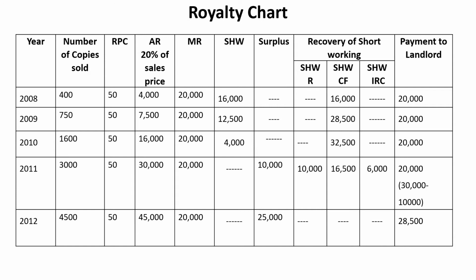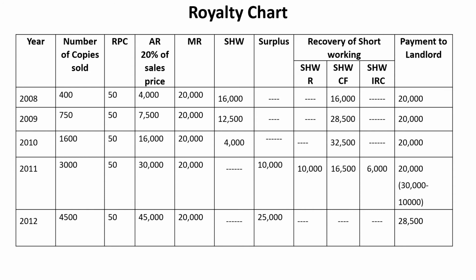Again, the payment made to the landlord is rupees 20,000, because we have 30,000 actual royalty. Out of that, we are recovering 10,000 as previous year short working. So payment made is 20,000.